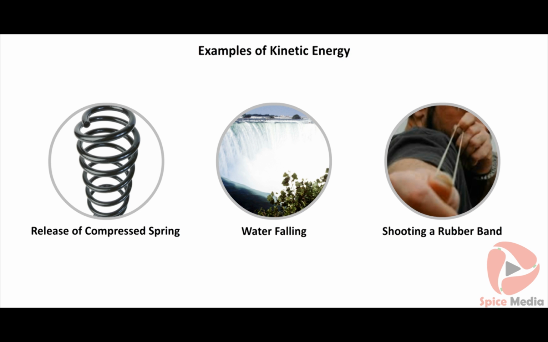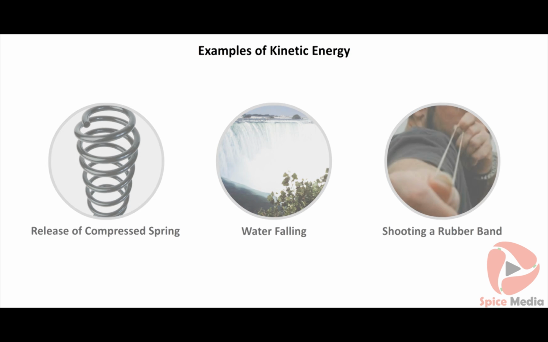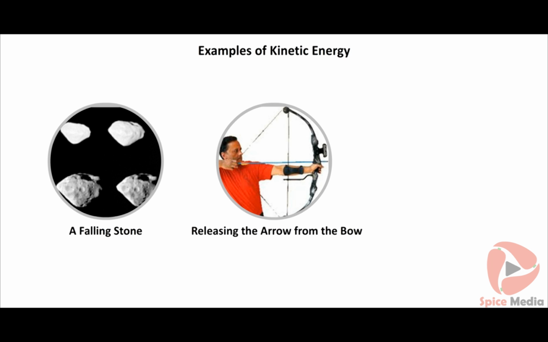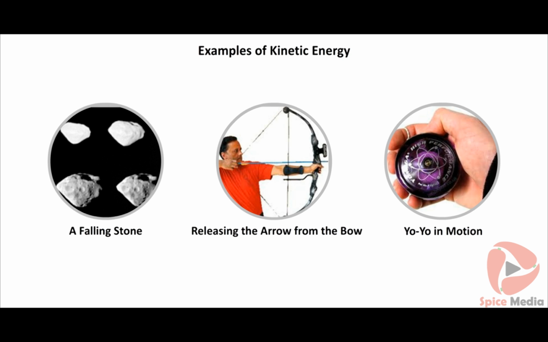Shooting a rubber band. Water falling. Stretched rubber band. A falling stone. Releasing the arrow from the bow. Yo-yo in motion are the examples of objects that possess kinetic energy.